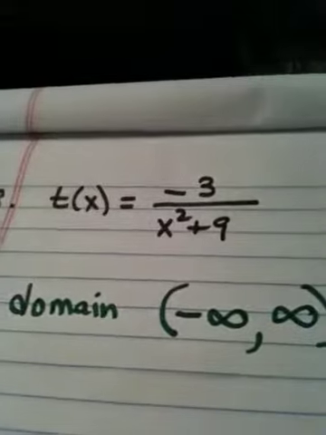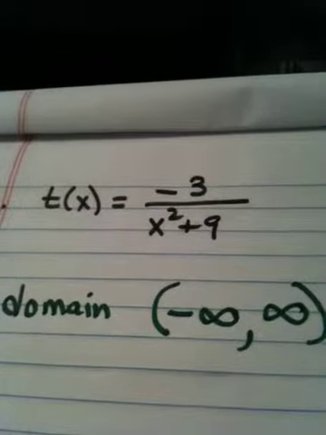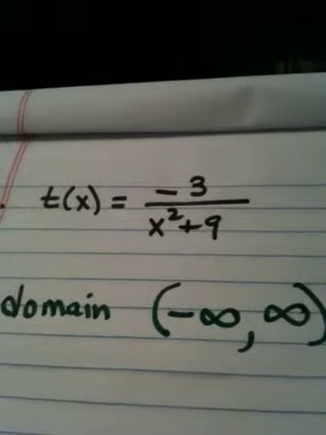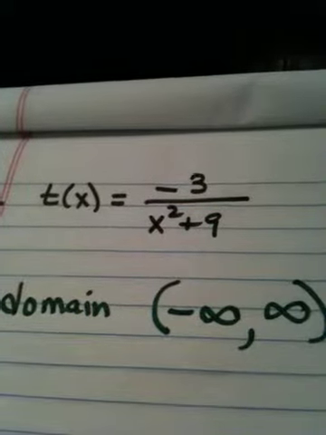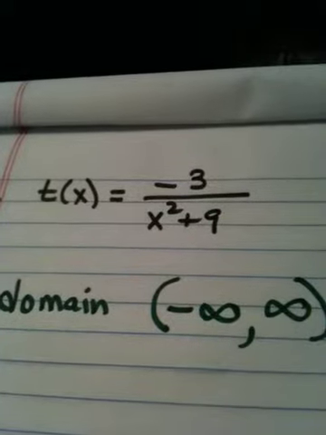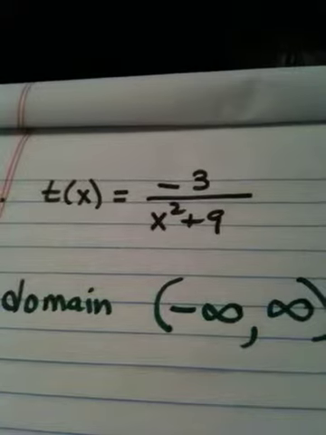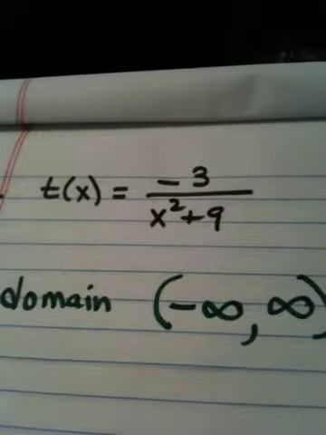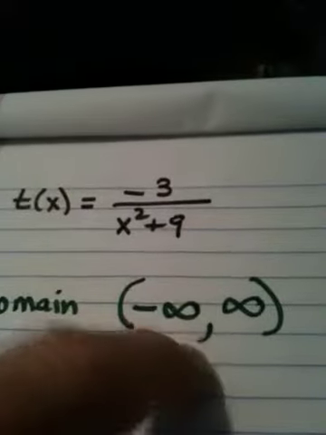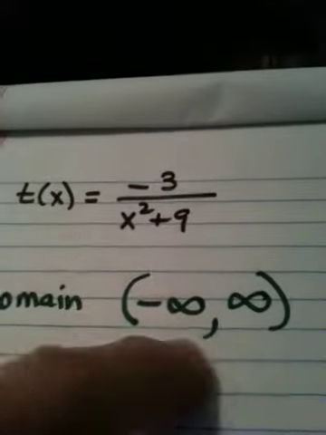Pick a real number, square it, add 9. When is that going to become 0? Never. So what are the restricted values? There are none. If there are no real number restrictions, which is what I mean when I say a restricted value, if there are no real numbers that you're not allowed to use, then what are you allowed to use? Everything. Domain, all real numbers. And we're done.